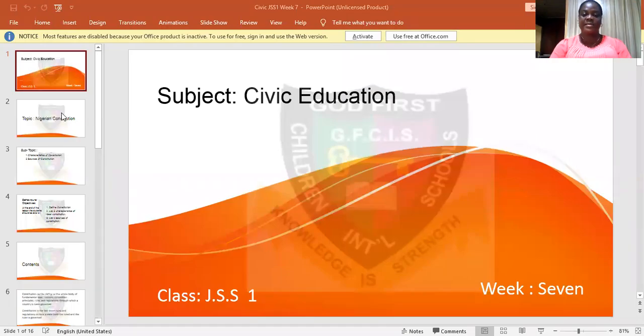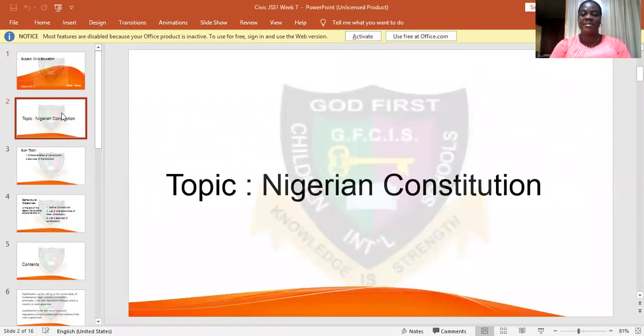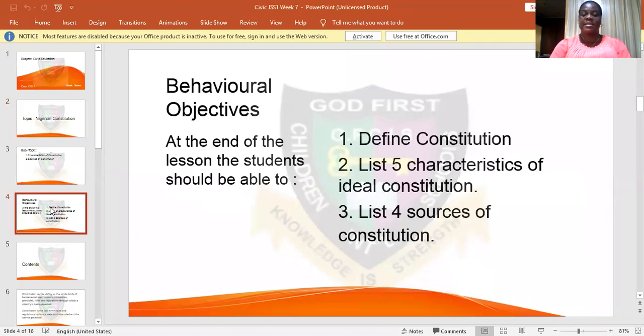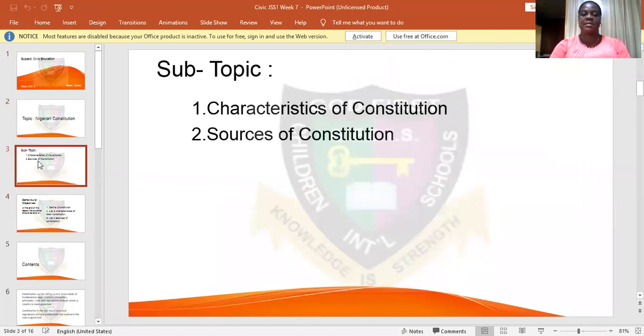Today, we'll be looking at the topic Nigerian Constitution. It is an interesting topic, and at the end of the lesson, the student should be able to define what constitution is, list five characteristics of an ideal constitution, and list four sources of constitution. The subtopics we're going to treat today include the characteristics of constitution and the sources of constitution.